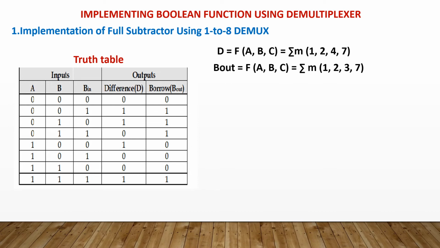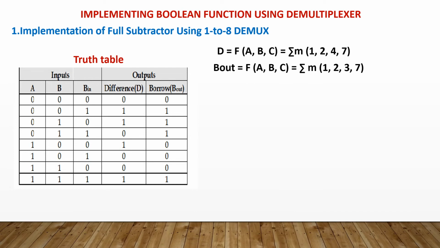So difference is equal to 1 for the combinations 1, 2, 4 and 7. So we can write difference D is equal to f of A, B, C is equal to summation of minterms 1, 2, 4, 7. Similarly, we can write it for borrow out also. So borrow out is equal to f of A, B, C, summation of minterms 1, 2, 3, 7.